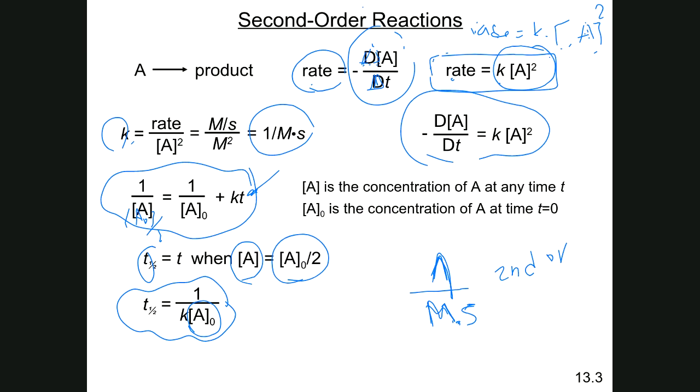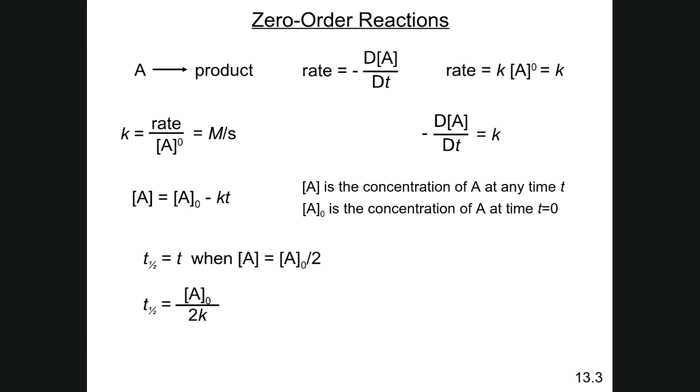For a zero order reaction rate, we write the equation into the rate law based on changing concentration, and it's also based on the general rate law, which is K times concentration of A to the power of 0. The power of 0 is going to be equal to 1, so rate equals K.